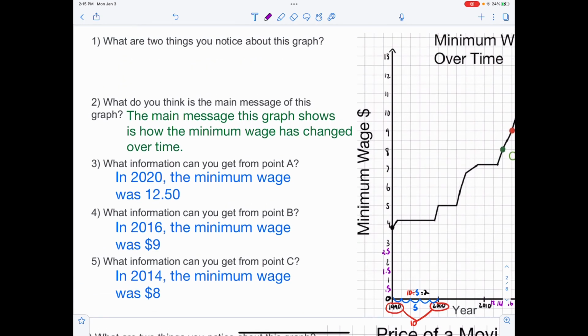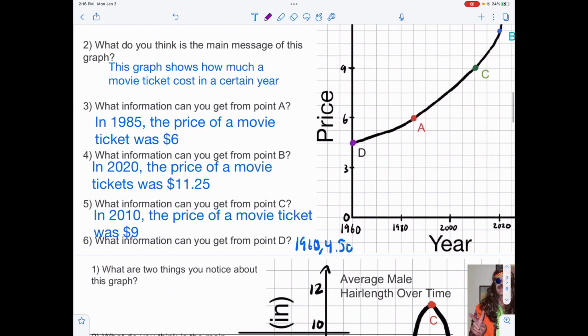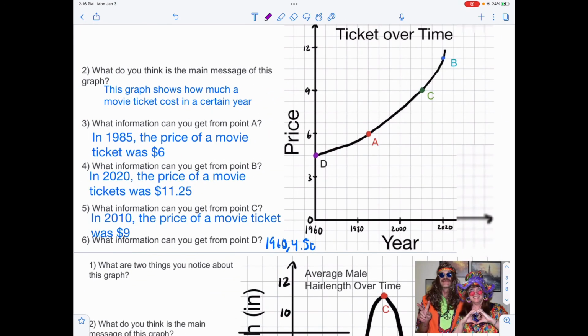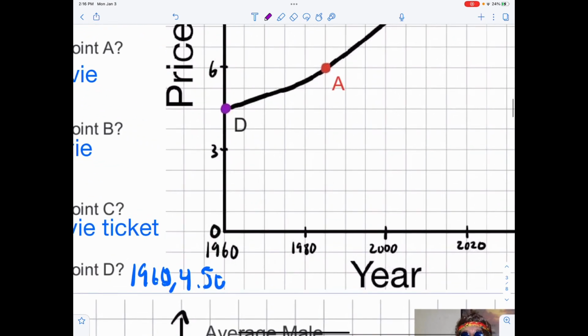Pause the video now, please, and try the third slide, and then we'll go over the answers. All right, here are the answers for the third slide. Take a look at that. Now, if you didn't get that right, again, you're probably not doing the steps here.